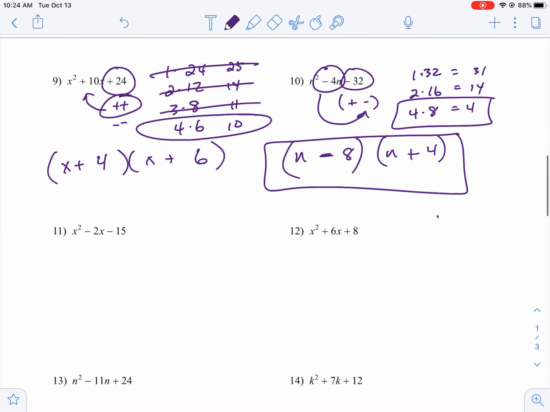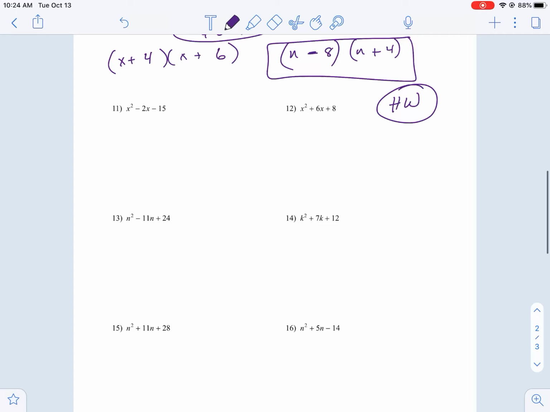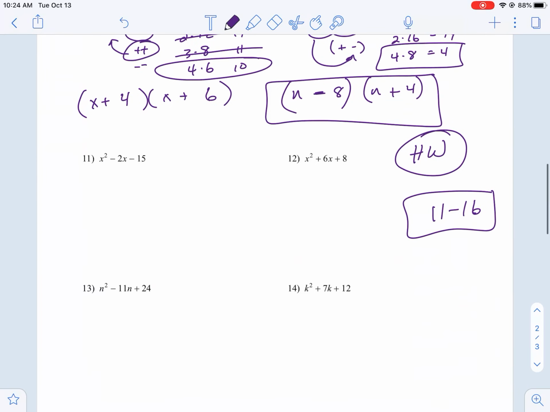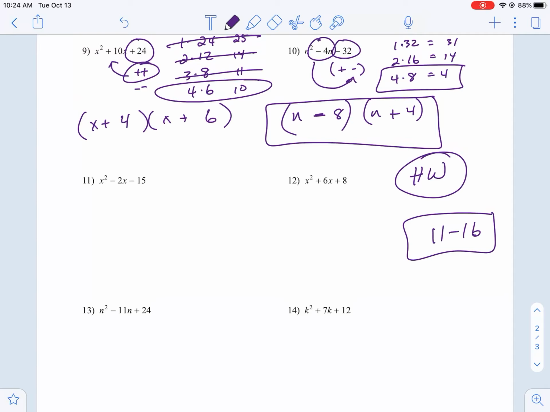Okay, all right, here's your homework or your assignment for the day. All right, just 6 more. Okay, 11 through 16. Okay, all right, we will check this tomorrow, but I will grade it. I will check it in the morning. So if you want your points for the day, you have to make sure you have this done tomorrow morning. All right, thanks.